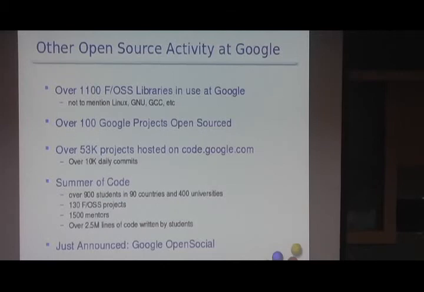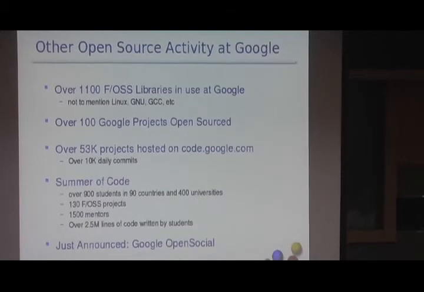Another cool thing we've done is we've open sourced about 100 Google projects, ranging from things like Google Gears, which is a library that allows you to develop Web 2.0 applications that have some offline state. It allows you to keep a local database of some information about the service you're interacting with, so you can use it when you're not online.